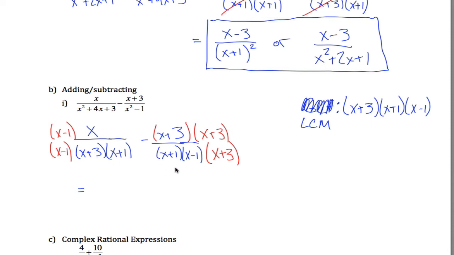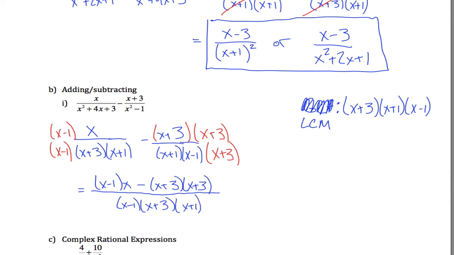Now that I have the same denominator, like if I asked you what's 7/8 minus 2/8, you'd say, well, just leave the 8 alone and do 7 minus 2. That's what I'm going to do here. I'm going to say this is x minus 1 times x minus x plus 3 times x plus 3. Subtract the two numerators. Leave the denominators alone. X minus 1, x plus 3, x plus 1.